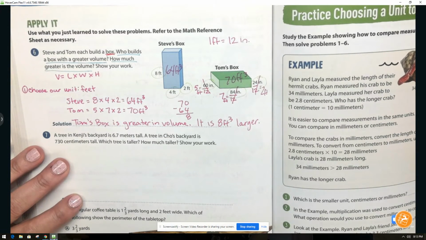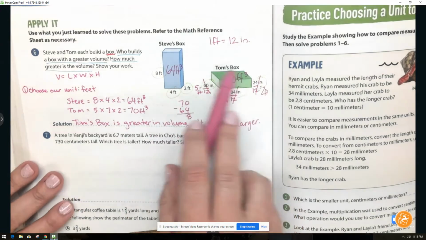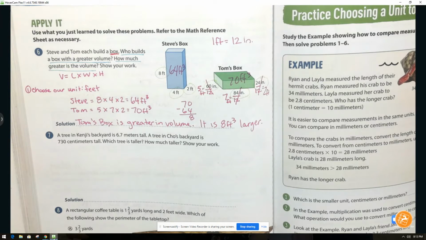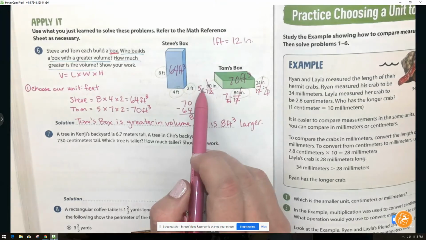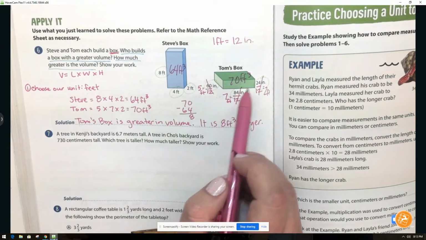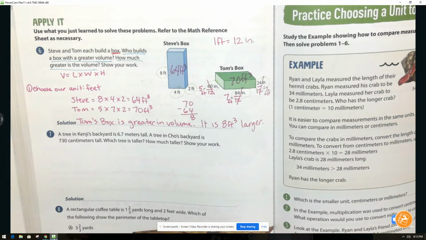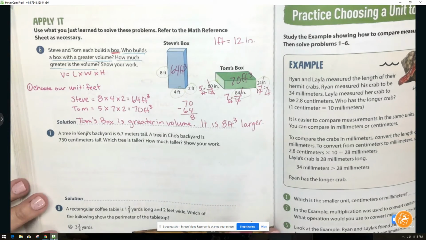Now, if you were doing this in inches, you would be up in the tens of thousands. So sometimes you need to look and decide which unit is just going to be the best to work with. And in this case, because 12 went evenly into 60, 84, and 24, it just made sense to change this into feet and then work with smaller numbers. I promise you it won't always be that beautiful, but in this case it was.